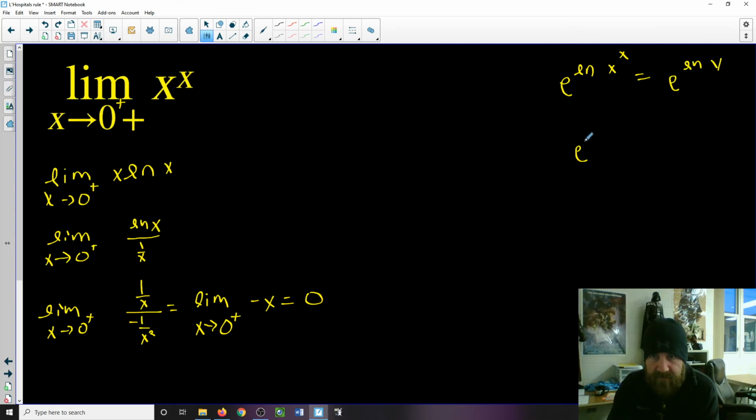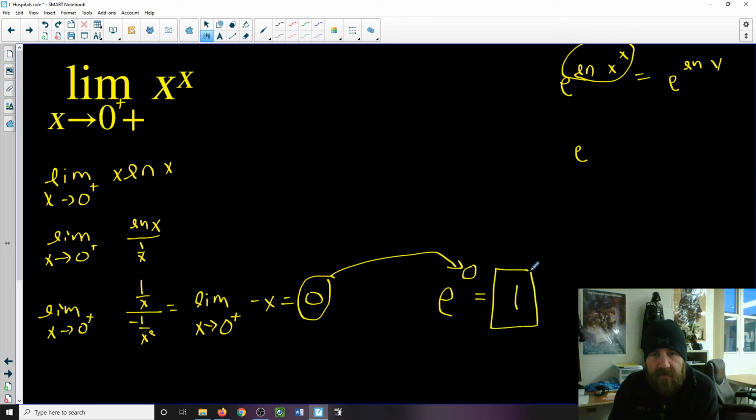So to get rid of it, we need to take our answer. Our answer goes here because we know that this is the x ln x up in here. So that's what we solved for. So this is 0 in our problem. Okay, so e to the 0 is 1. So the final answer to this is 1.